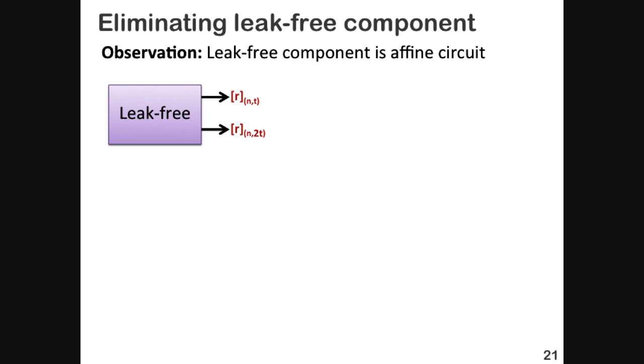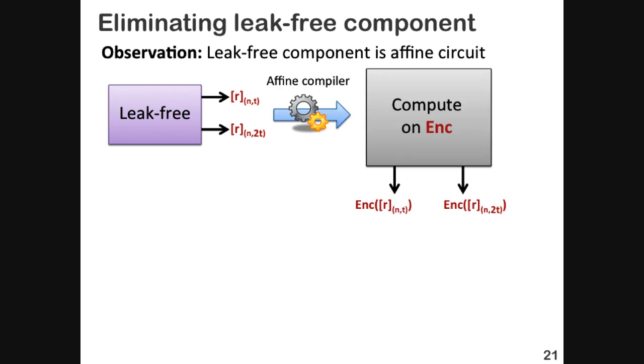What we observe now is that we can actually eliminate this leak-free component by observing that this sampling here is actually an affine circuit. So this can be described by an affine circuit. Then we can use our affine compiler to transform it into a larger circuit that now computes on encodings of these Shamir or threshold secret sharings. What we get is essentially output of an encoding of this R of (n, t) and R of (n, 2t).